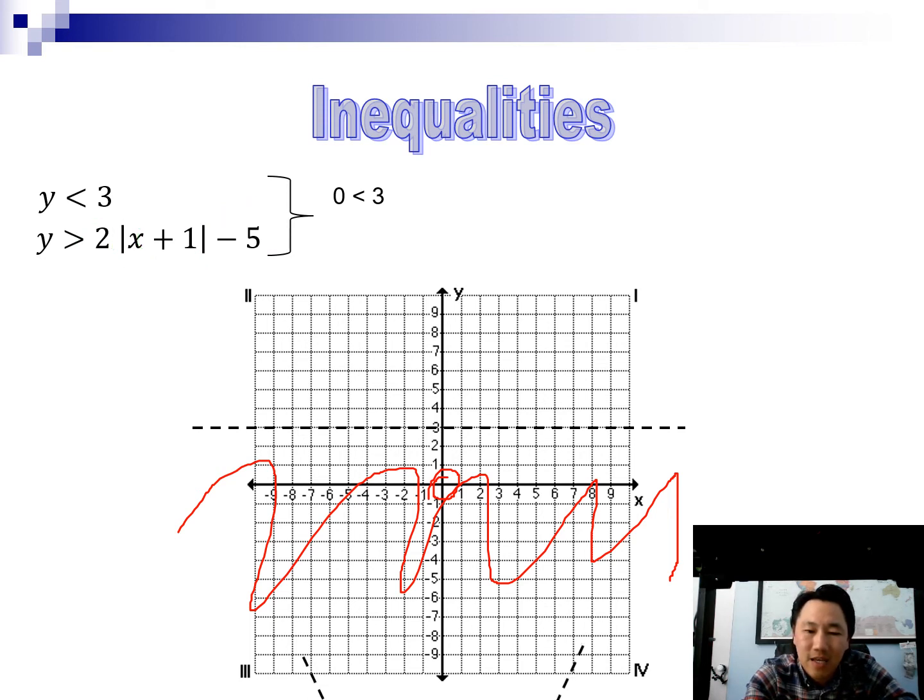Let's see what that looks like. There it is. I went over to the left 1 and then down 5. And then the slope of each of those lines is up 2 over 1.